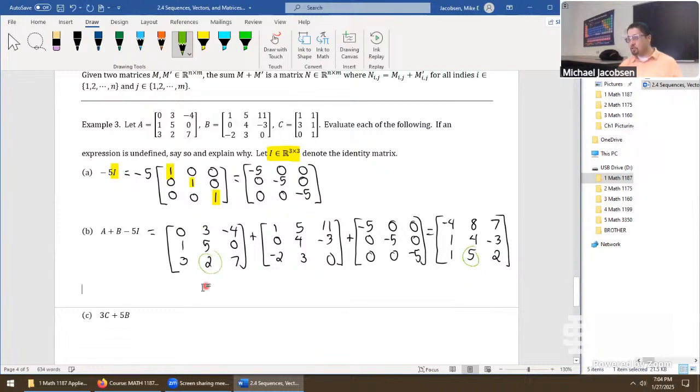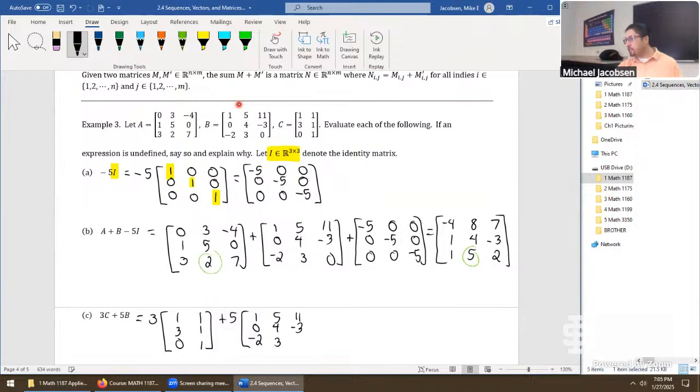Let's try out the new one, 3C plus 5B. Well, before we get too far, if it says 3 times C, we'd be taking 3 times 130, 111, plus 5 times the matrix B is of a different size, 1, 0, -2, 5, 4, 3, 11, -3, 0. I'll leave this one up to the class. It probably looks weird to your eye. What would you say for this one?